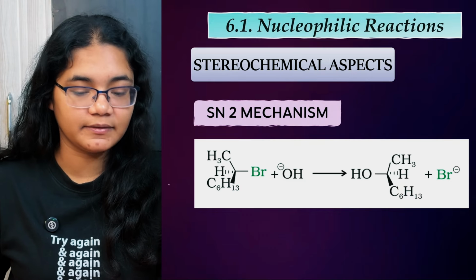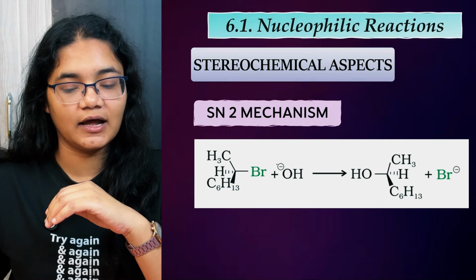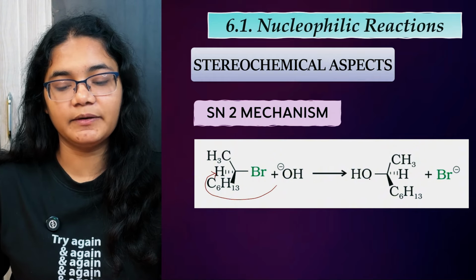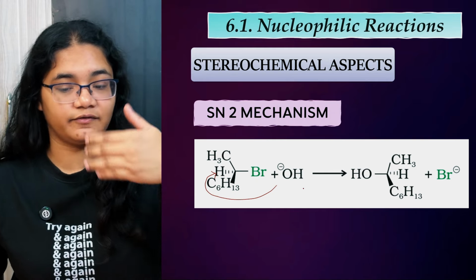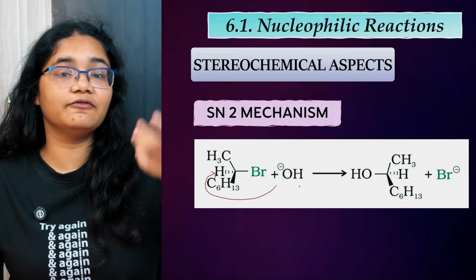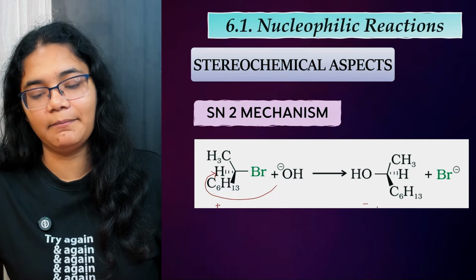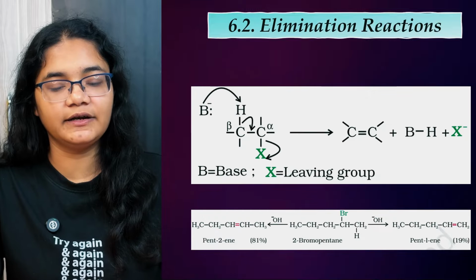Now we will talk about the SN2 mechanism. In the SN2 mechanism, what happens? There is a Br on one side and the OH attacks from the back side. So a product is formed like this, and we can say that in SN2 there is always an inversion of configuration. You cannot have both. Suppose this is plus, then this will be minus. If this is minus, this will be plus. So that is about the SN2 mechanism.